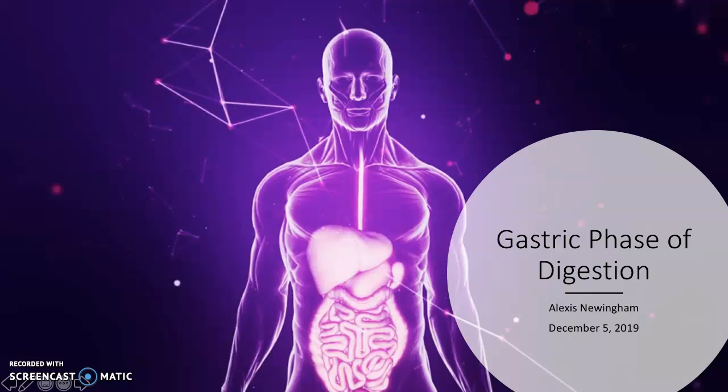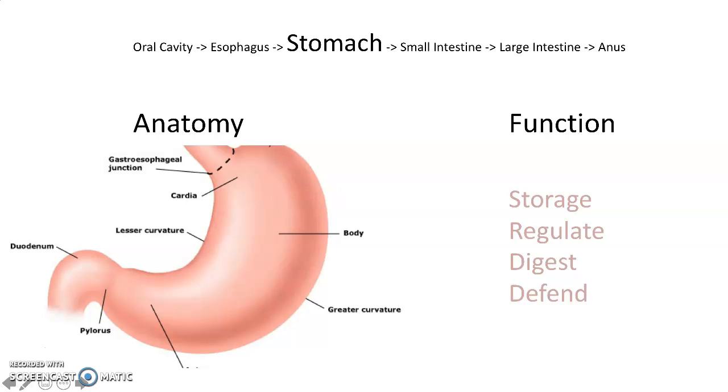Okay, so today we are going to review the gastric phase of the digestion process. The gastric phase happens all in the stomach. So at the top of this slide, we have a reminder of the pathway food takes in the digestive system. Preceding the gastric phase is the cephalic phase, and following the gastric phase is the intestinal phase. The gastric phase begins when food enters the stomach and ends when food leaves the stomach.